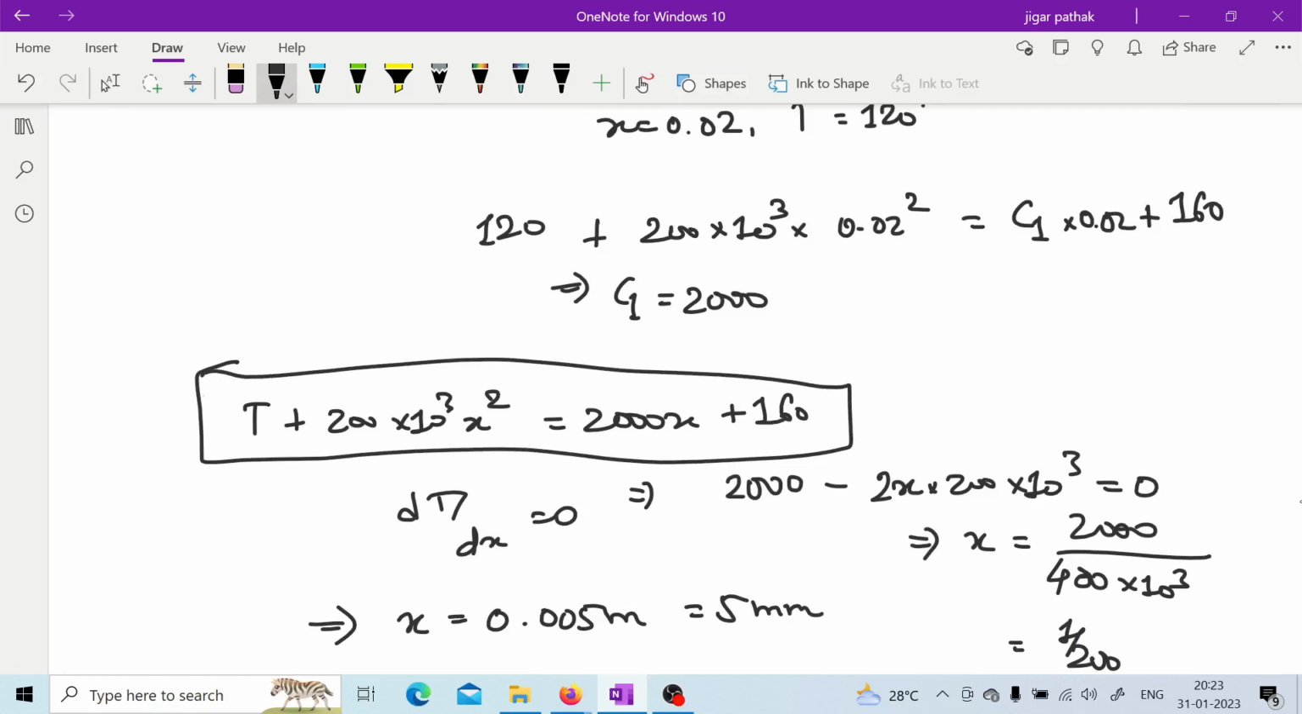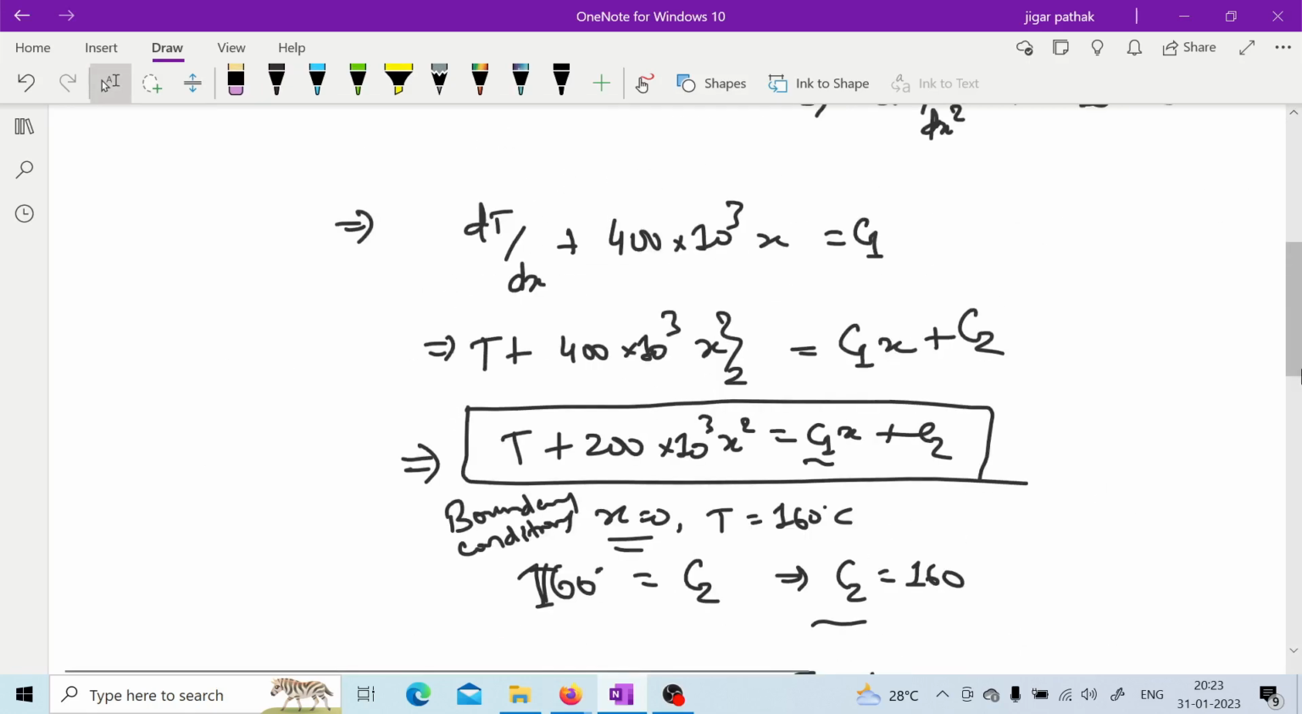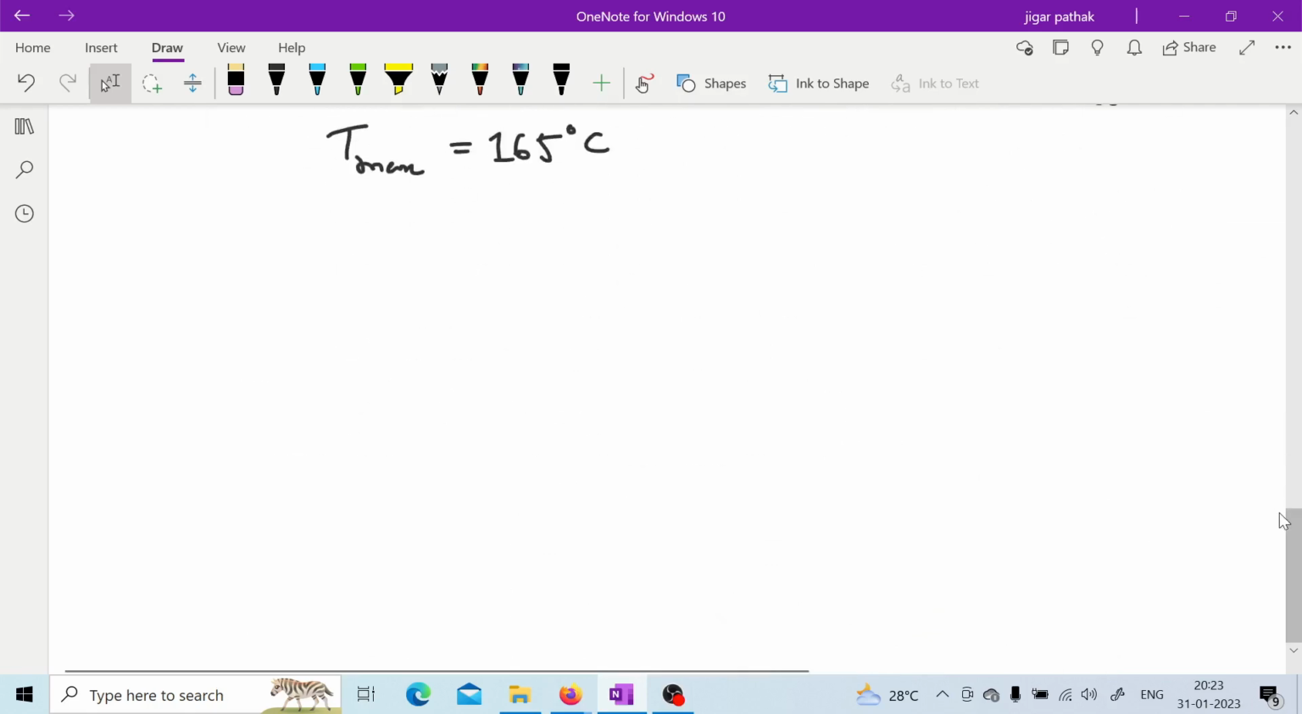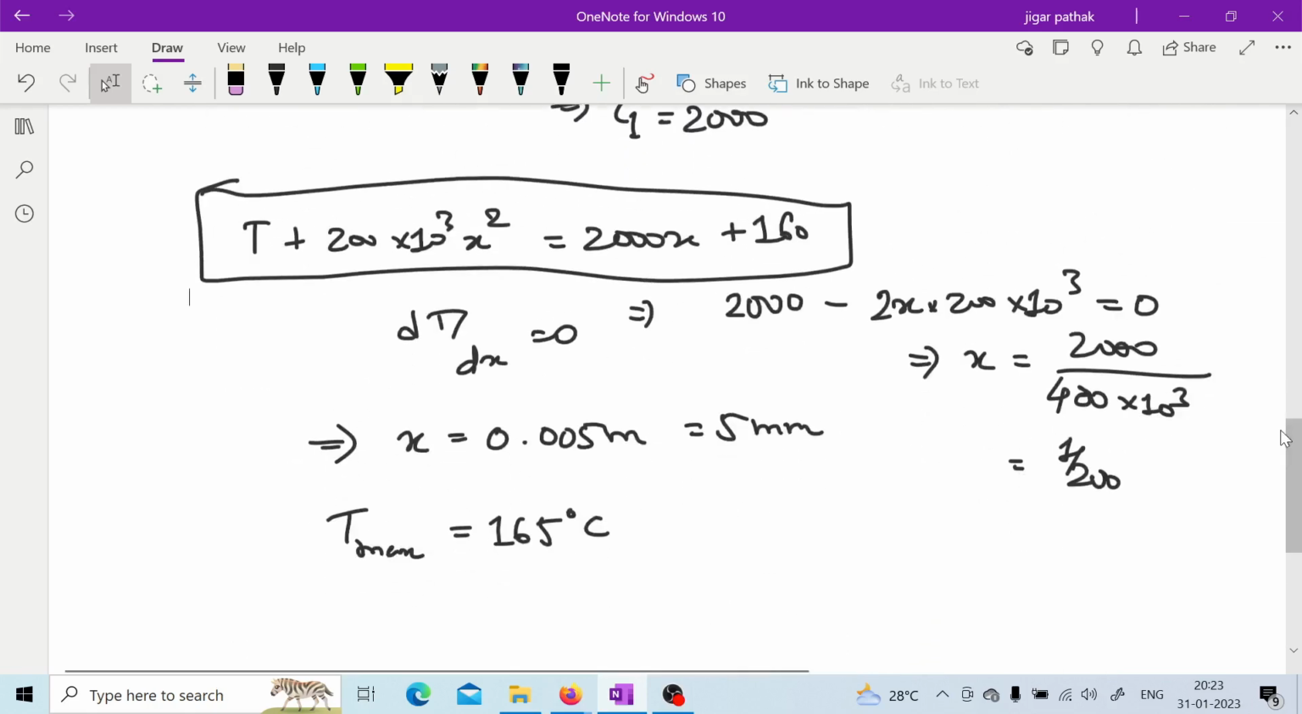Okay, so once you find this x, you can find the maximum temperature by putting that value in the above equation. Is it clear to all now?